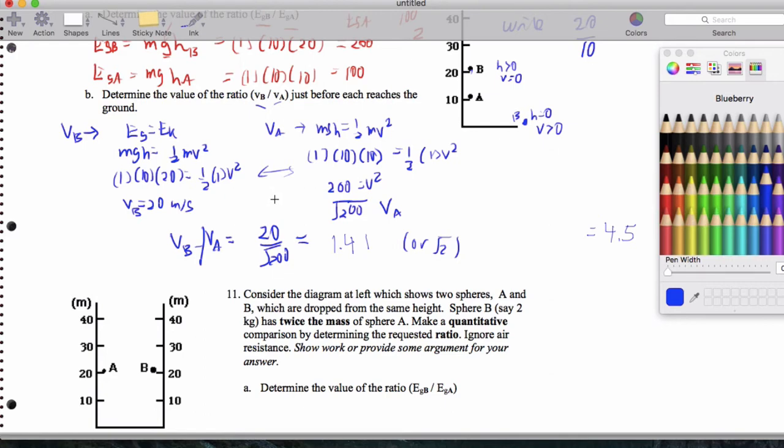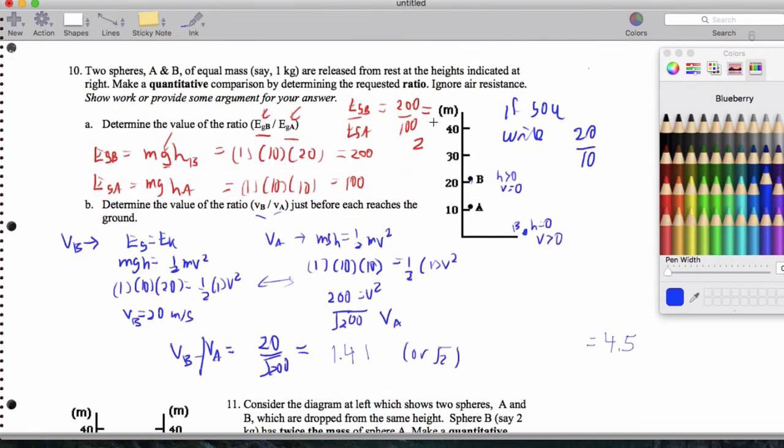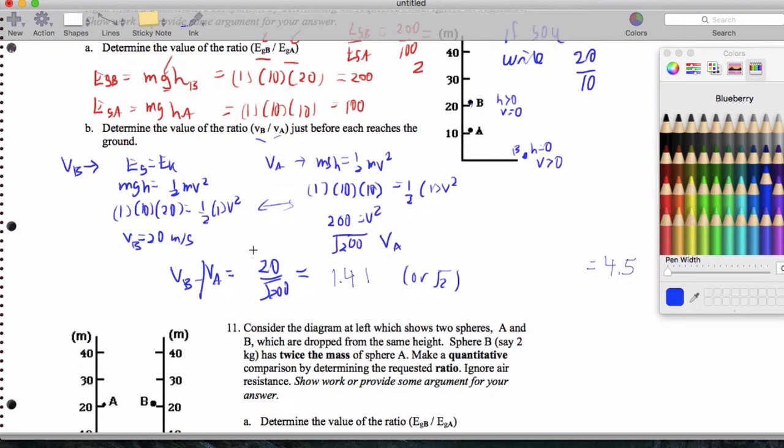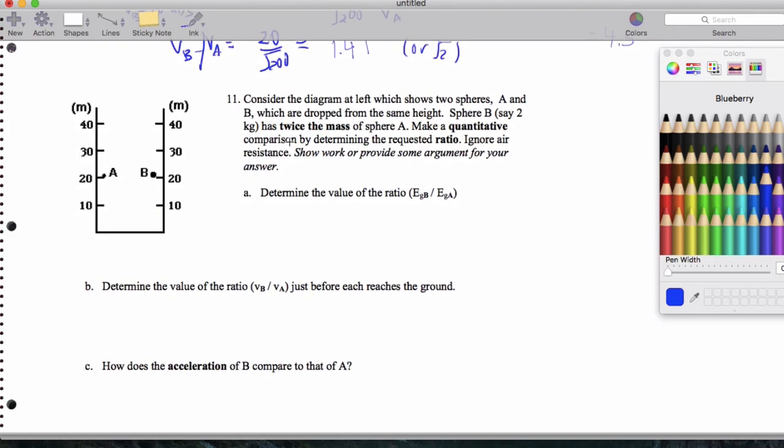Again, this question is constructed to be a little bit new, but it relies on things that I've tested you on repeatedly and that you've covered in other classes. Hopefully this one will be a little bit easier. So now we have twice the mass, and we'll say sphere B is 2 kilograms, and we'll say that sphere A is 1 kilogram. So let's determine the ratio of gravitational energy.